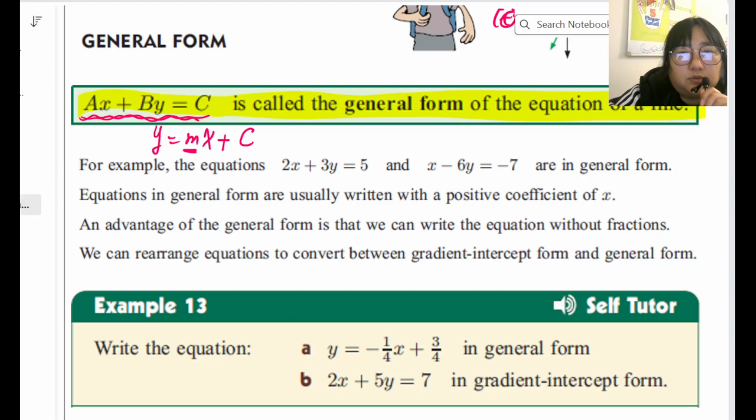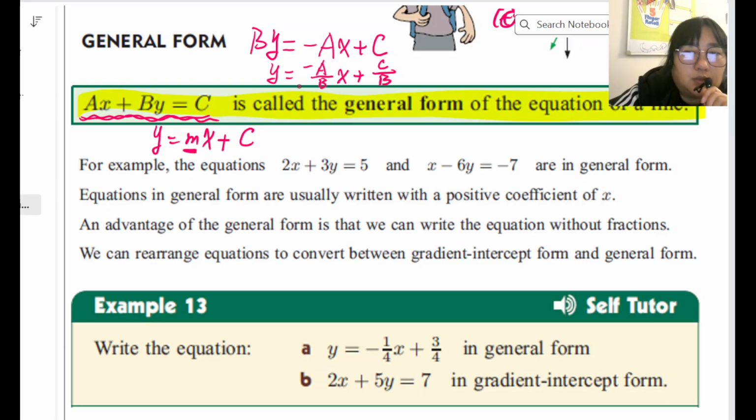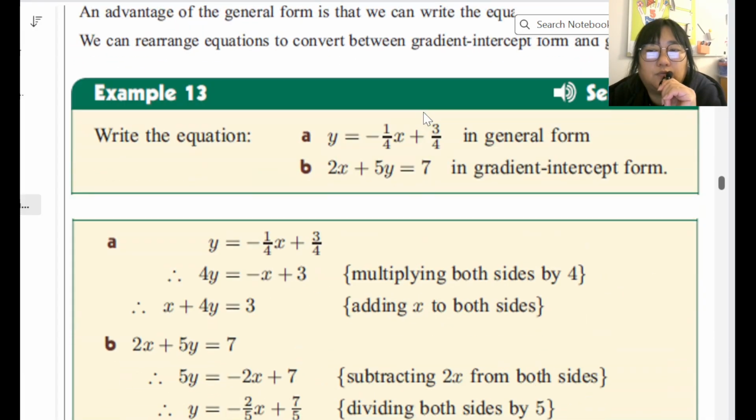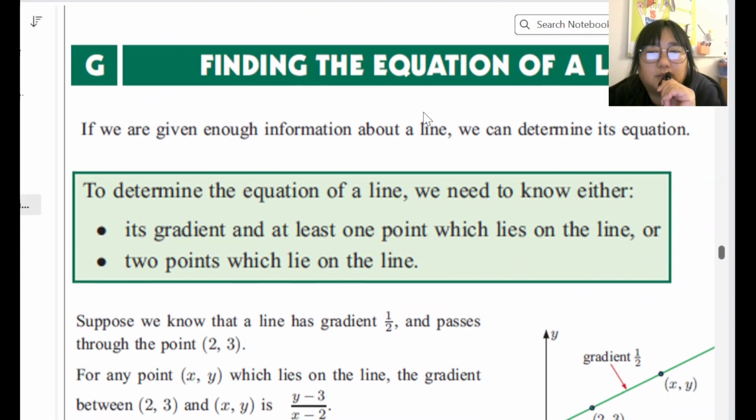So what I'm going to do to solve this kind of question is leave by on one side, then ax I will move to the other side, so it will change to negative ax, then plus c. And then I don't need my b, so y equals negative ax divided by b, and then plus c over b. So now you can see negative a over b, this value is my gradient. And c over b is my y-intercept value, okay? So from here, you can also remember this one.